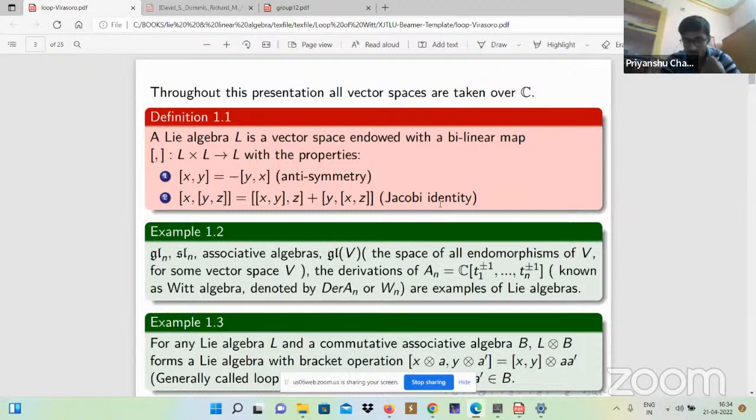Some examples of Lie algebras are gl_n, the set of all n by n matrices; sl_n, the set of all n by n matrices with trace zero; and associative algebras. gl(V) is a particular class of associative algebras for some vector space V. These are all Lie algebras with the bracket operation [A,B] equal to AB minus BA. Moreover, one more example of an infinite dimensional Lie algebra is the derivation algebra on the Laurent polynomial ring in n variables.